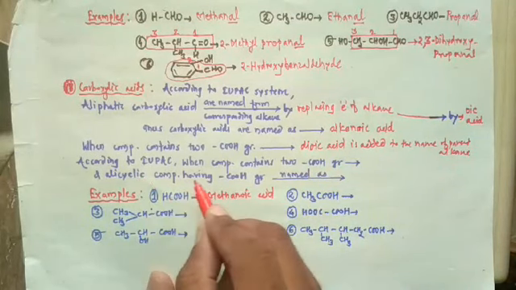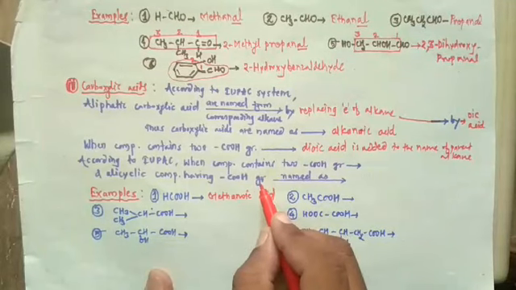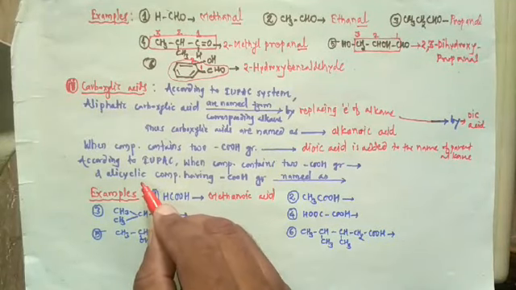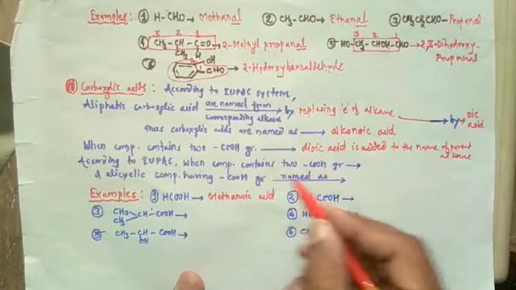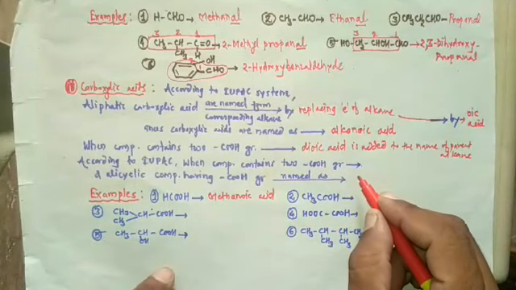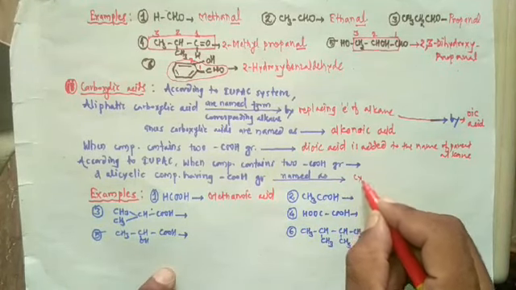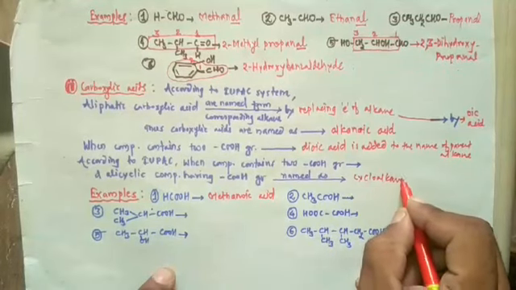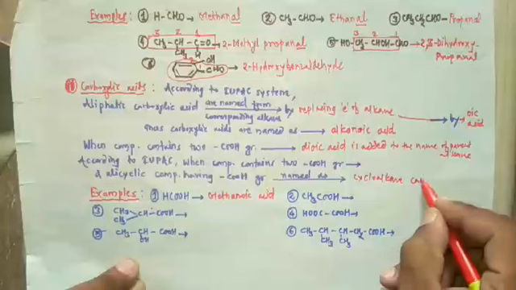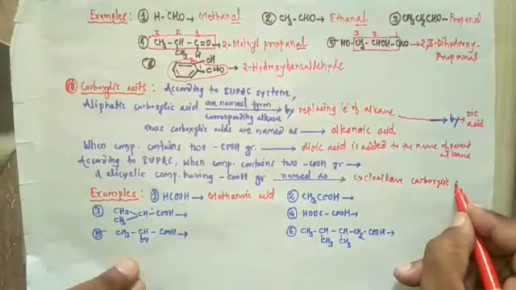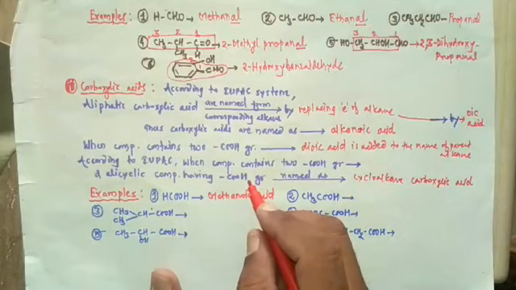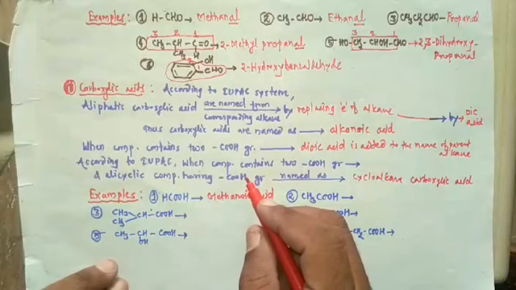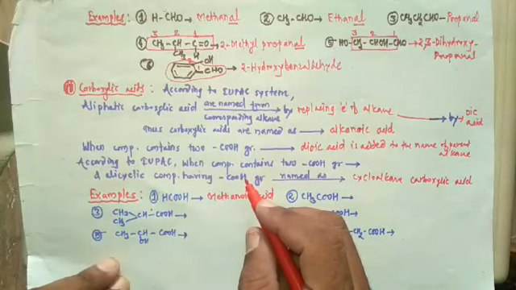While for alicyclic compounds having a COOH group, if the compound is an alicyclic compound and it has a COOH group attached, it is named as cycloalkane carboxylic acid. Cycloalkane carboxylic acid. So in this way we can derive IUPAC names of various carboxylic acids.